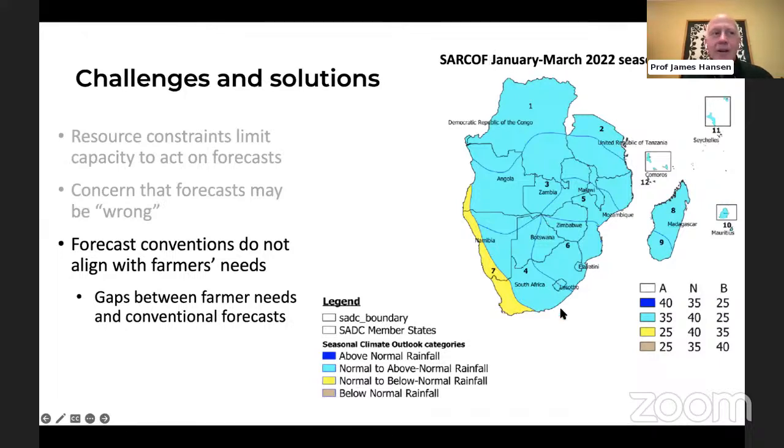So since 1996, 1997, this has become the standard way of presenting forecasts regionally, and many national meteorological services adopted the same convention. And very quickly, it became immediately obvious that farmers at a particular location just do not find this useful.